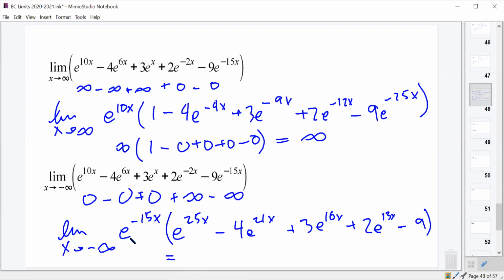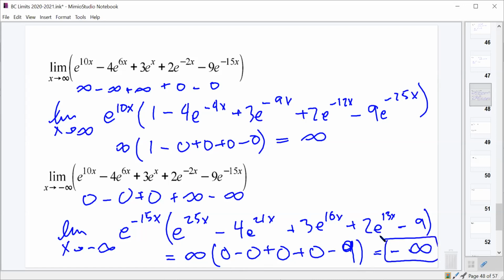As x goes to negative infinity of e to the negative 15x, what should we get? Yeah, infinity. Good. And in here, this is going to be 0 minus 0 plus 0 plus 0 minus the 9. And we've got a negative constant times infinity, which should give us negative infinity. Keeping in mind, though, that both these limits technically don't exist because the results we got were infinity and negative infinity. So even though we have an idea of how the graph behaves as we go towards infinity and negative infinity, we still don't have an actual numeric limit.